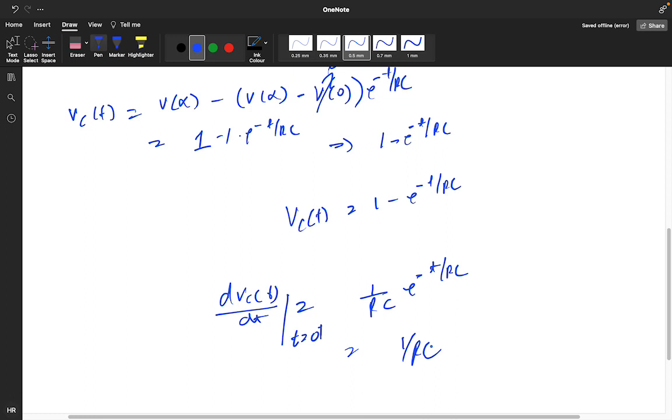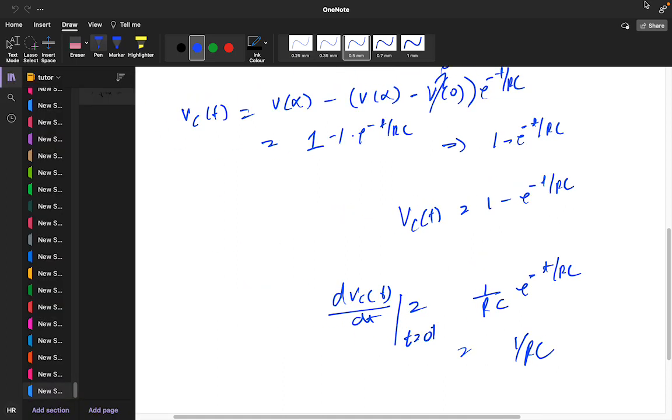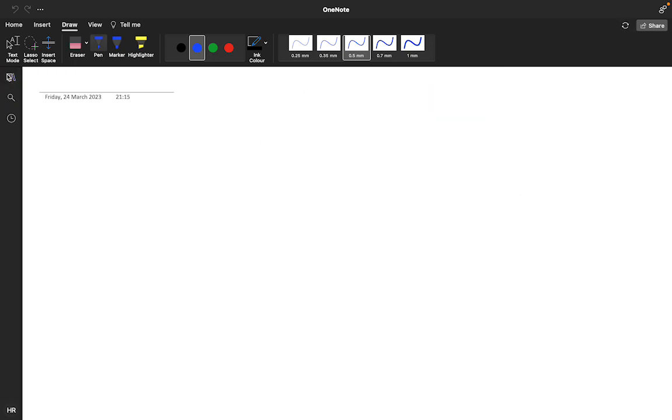So this was one important question. Find the rate of change of the voltage across the capacitor. That is done, 1 by RC. Okay. Now you have another question. Another two or three questions are there. The question is, you need to find di by dt at t equals 0 plus.